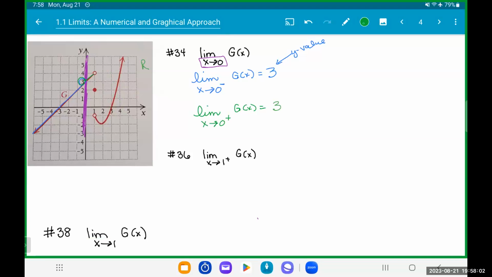So I can see here that the limit as x approaches 0 from both the left and the right, so I don't put any value there, of my function is equal to 3, because both of those equaled 3. Makes sense?